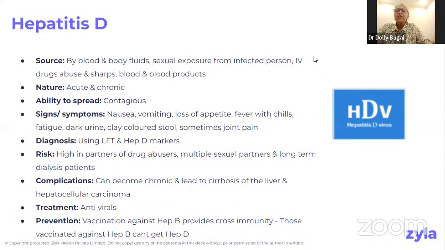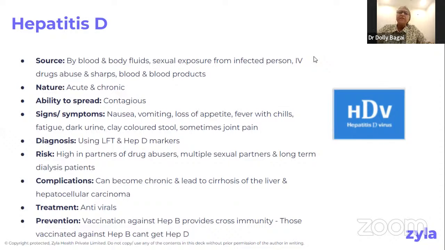But the prevention here has some cross immunity. So it is because the vaccine against hepatitis B gives you cross immunity against hepatitis D. So my humble request is to everybody to know their hepatitis B status and to get vaccinated for hepatitis B if your status is negative and if your antibodies are low. Please get yourselves vaccinated against hepatitis B.